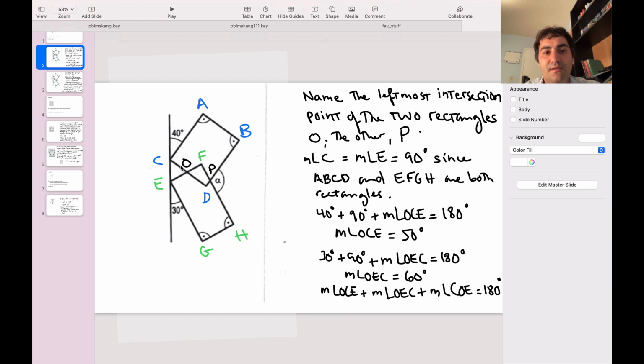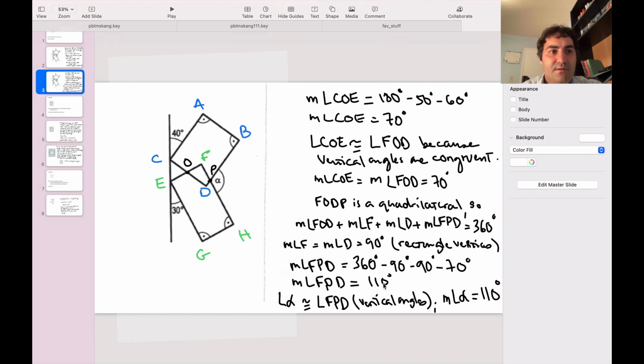So if we look at this triangle OCE here, we can find the measure of angle COE by substituting what we just found. So we get measure of angle COE equals 70 degrees. Angle COE and angle FOD are congruent because they're both vertical angles, so the measure of angle COE and the measure of angle FOD is 70 degrees.